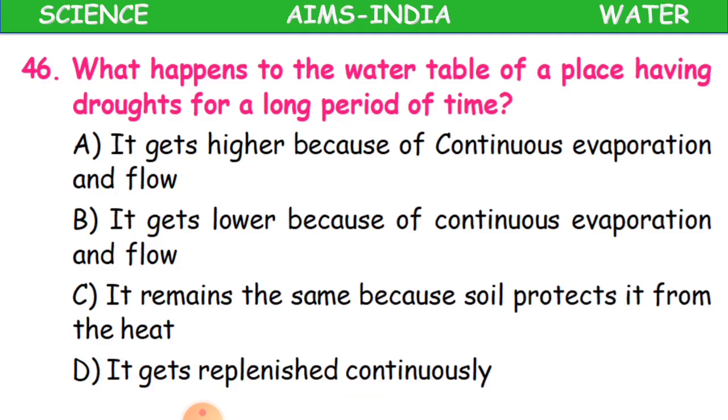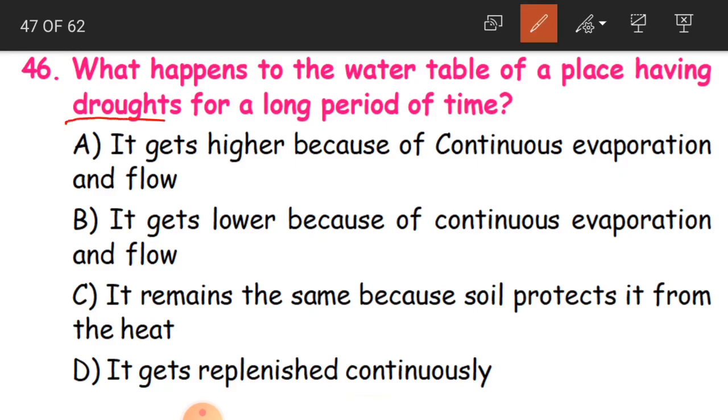46th question, children. What happens to the water table of a place having droughts for a long period of time? Droughts mean, children, without rain. When you don't have rain for a long period, for so many years together, then what happens to the water table? Like you'll have a table, the water table, where you are going to measure.